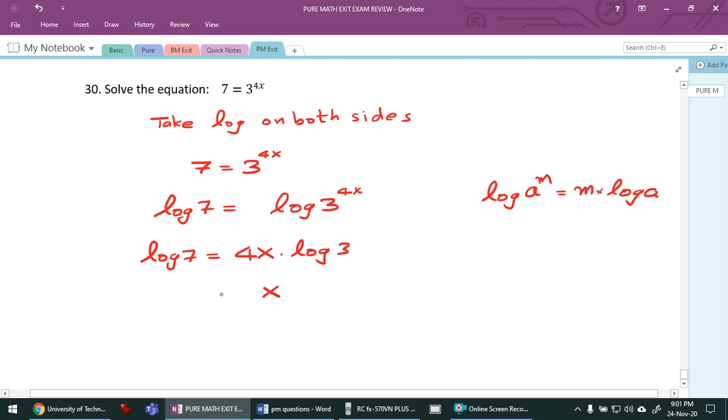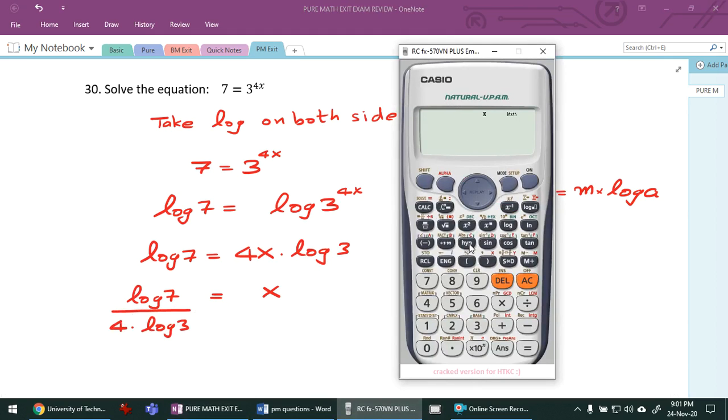Now how to find x? We have log 7 here divided by 4 into log 3. Now we will take the calculator. Log 7 divided by bracket 4 into log 3, close bracket, 0.443. You can write 3 because this is 8, more than 5, so you can correct this to 3. So 0.443.